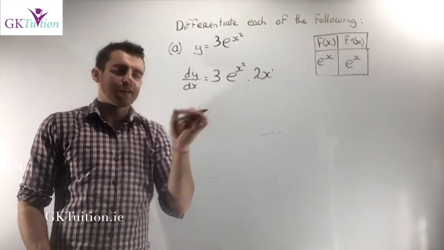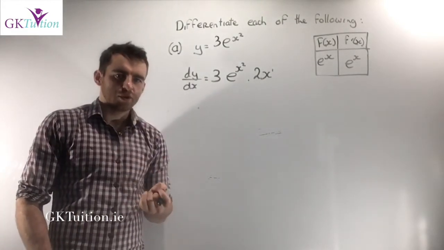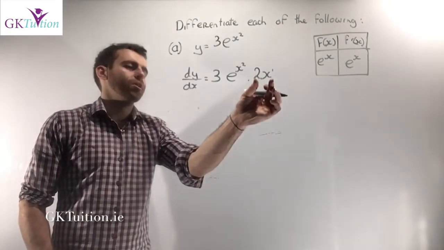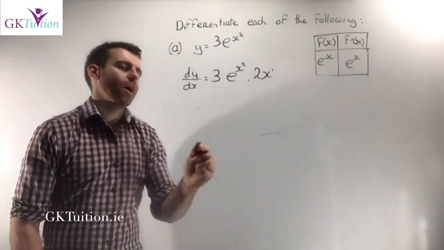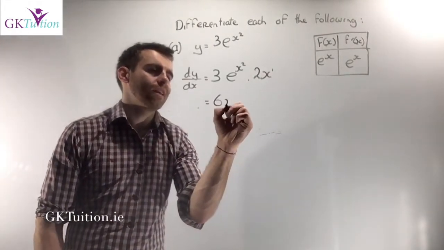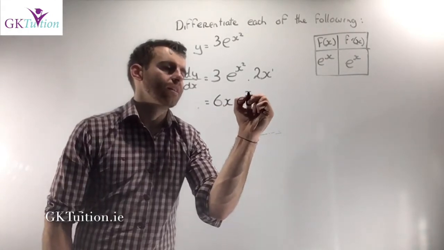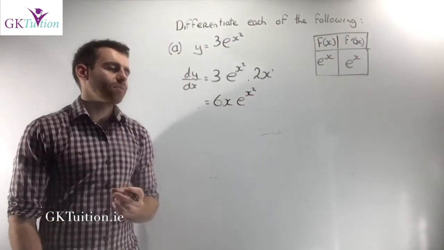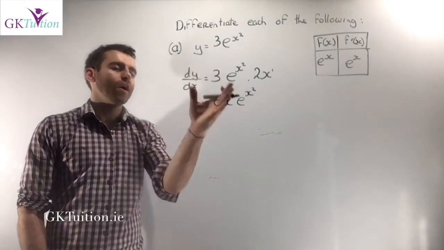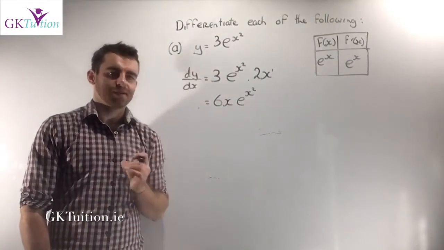So my original question there was just 3e to the x squared. The derivative works out as this. Now obviously I could simplify this by multiplying 2x by 3. 2x multiplied by 3 is 6x e to the x squared. And that's my final answer. The derivative of y in this case would give you this.